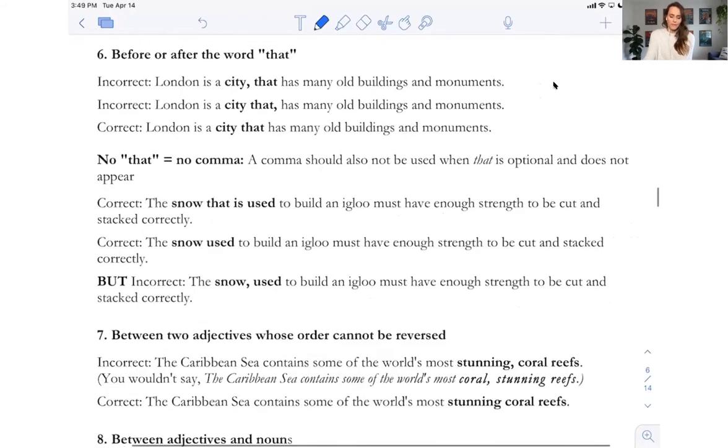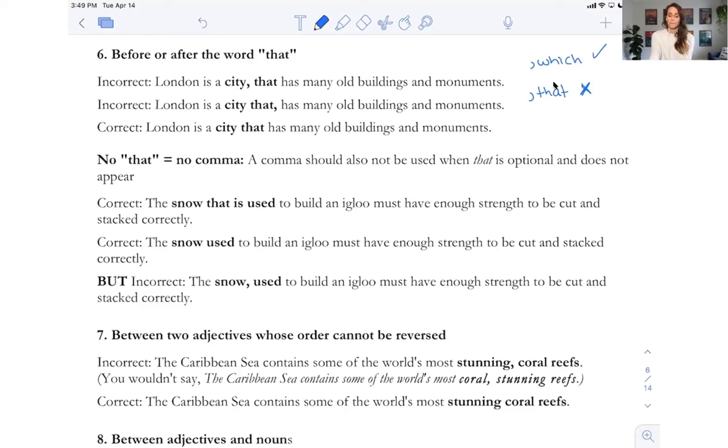So before or after the word that, you also don't want a comma. Remember, a comma and then which is correct, but a comma and then that is incorrect, okay? In writing, I tend to just use that. If you are ever uncertain, do I need a comma or don't I? When you're writing an essay, just use the word that.